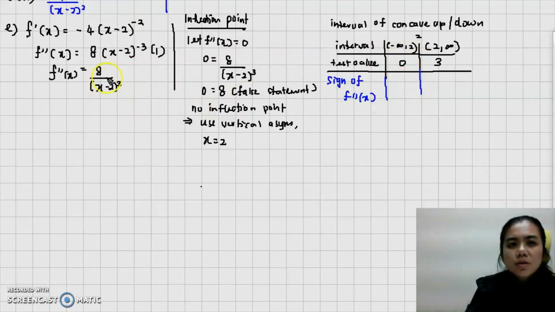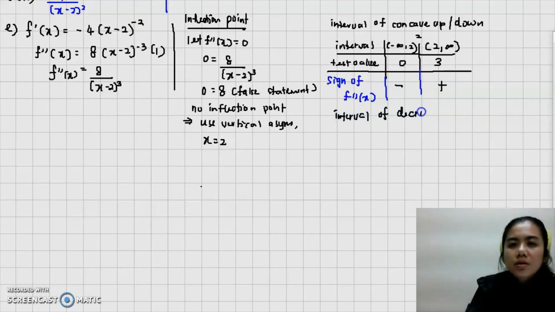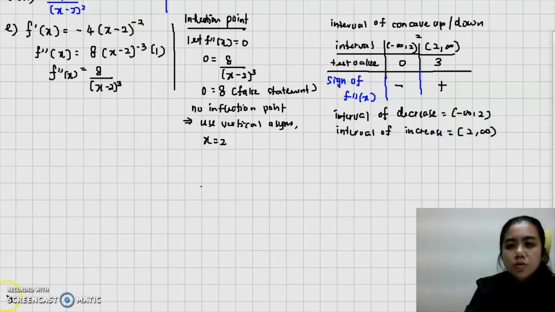Okay, after you have substituted the values in here, we have the sign is minus and the sign is a plus. So you have an interval of decrease, that is negative infinity until 2, and we have an interval of increase, that is 2 to infinity. So now we're going to draw.